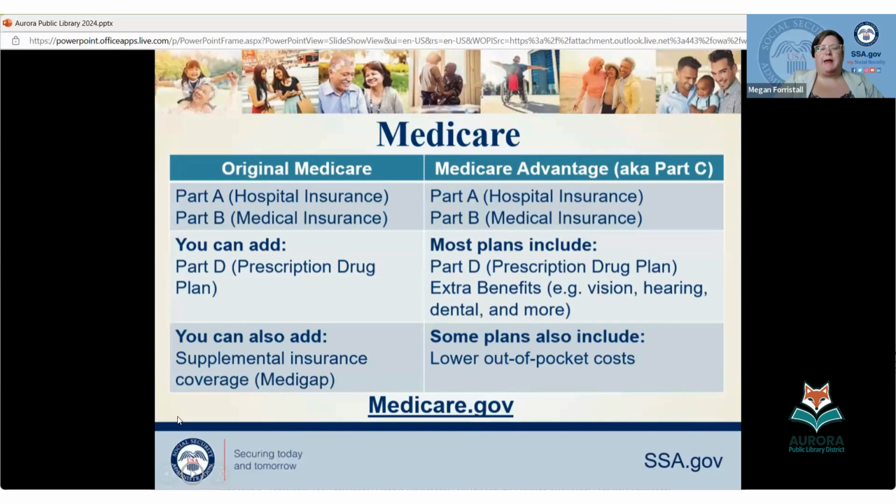That's your Part A. That is only used when you're inpatient a night or longer. So even if you go in and out of the ER, that's not Part A. And it does have deductibles. And then Part B, your medical insurance, certain outpatient visits, outpatient procedures, certain medical supplies, those all go into Part B.